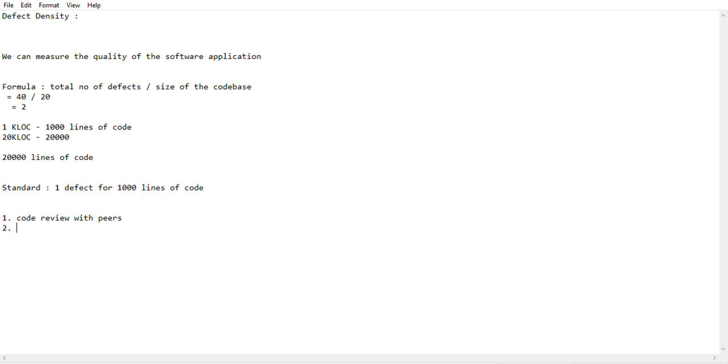Now the second part is code review with the software architect. As you know, software architects know the entire software application very well. So it's better that after peer review, we connect with the software architect also.